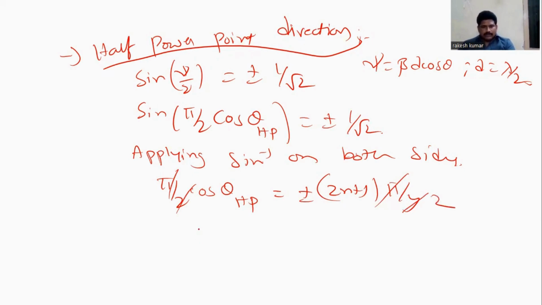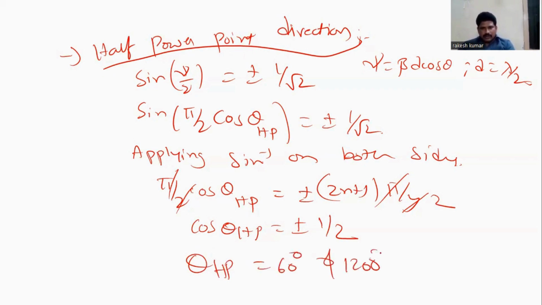So cos theta at the half power point is equal to plus or minus 1/2. Therefore, theta at the half power point is equal to 60 degrees and 120 degrees. This is the expression.